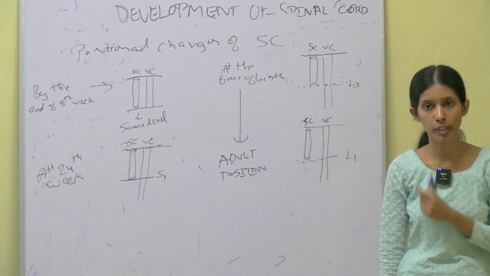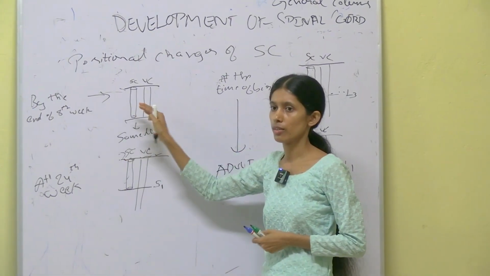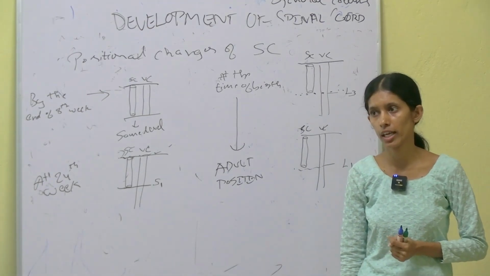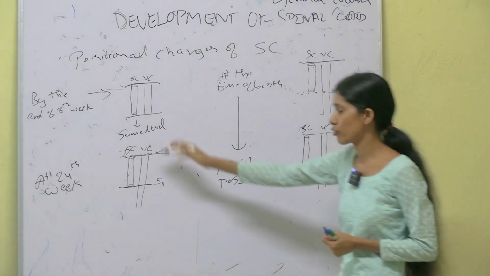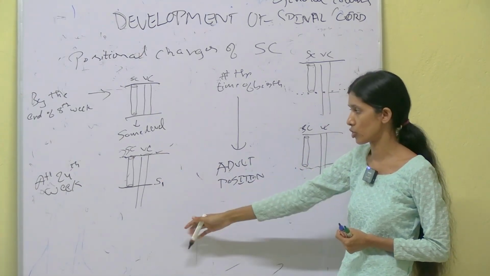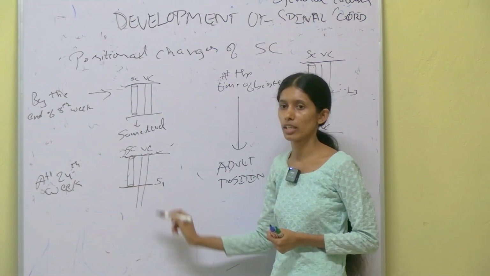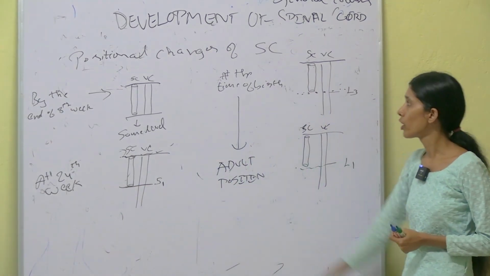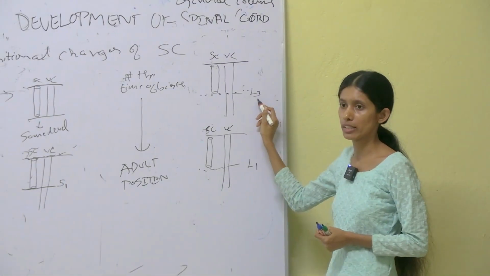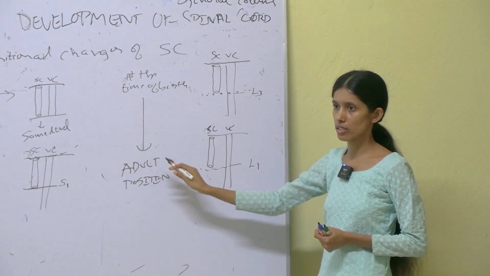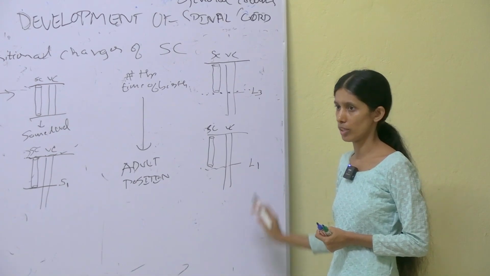So once the development of your spinal cord takes place, by the end of 8th week, if we check the position of your spinal cord and vertebral column, they are present equally or at the same level. Okay. After a few changes, if we check the position of these two structures, by the 25th week, your spinal cord is present at the level of S1 vertebrae. At the time of birth, your spinal cord is present at the level of L3 vertebrae, and in the adult position, that is the final position, we can see the spinal cord at the level of L1 vertebrae. Okay.